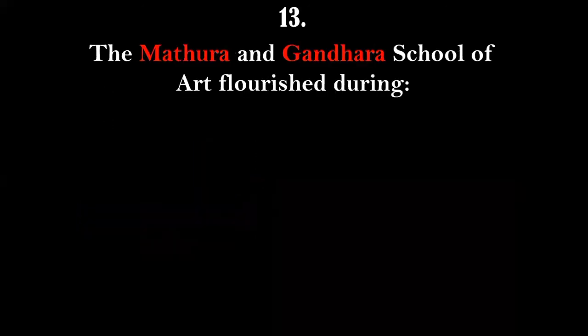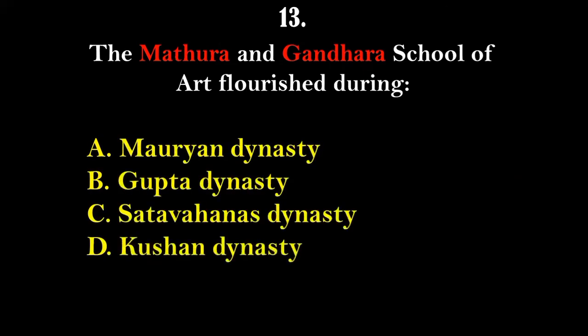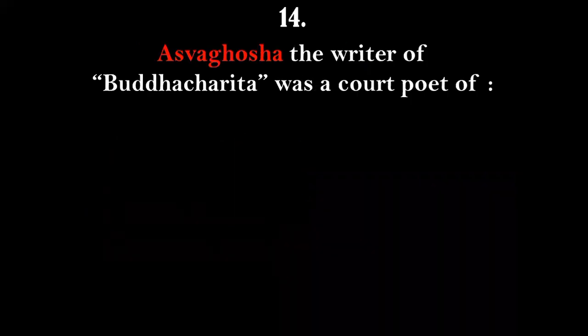Next, question number 13. The Mathura and Gandhara school of art flourished during which of the following dynasties? Options given here are Mauryan dynasty, Gupta dynasty, Satavahanas, or the Kushan dynasty. So the Mathura and Gandhara school of art flourished during the time of the Kushan Dynasty.